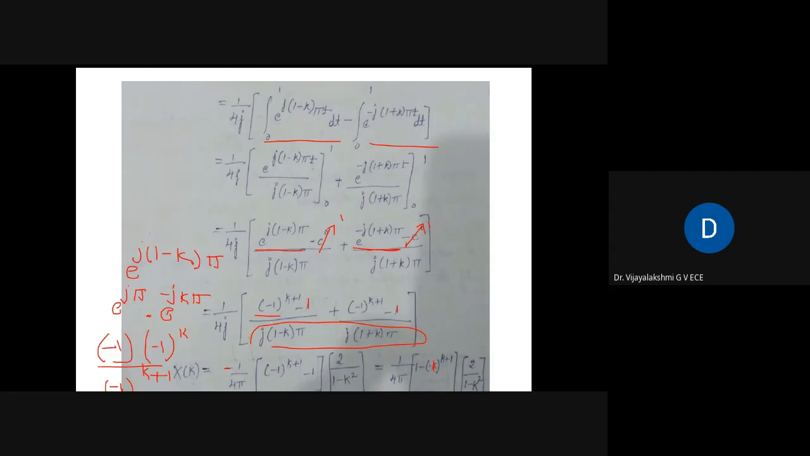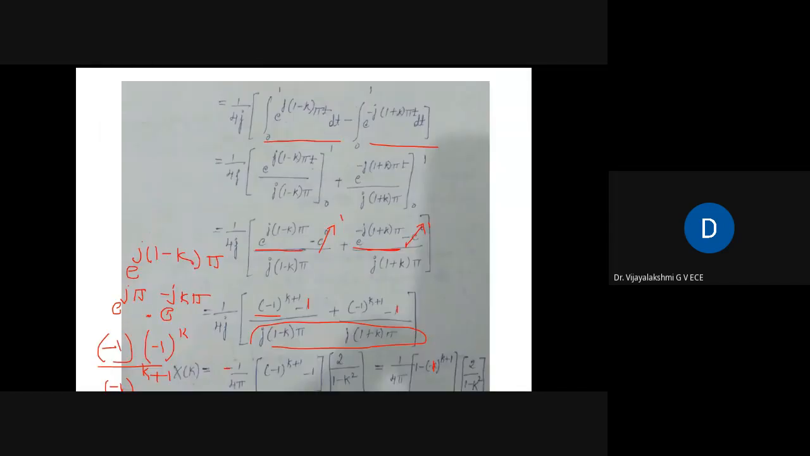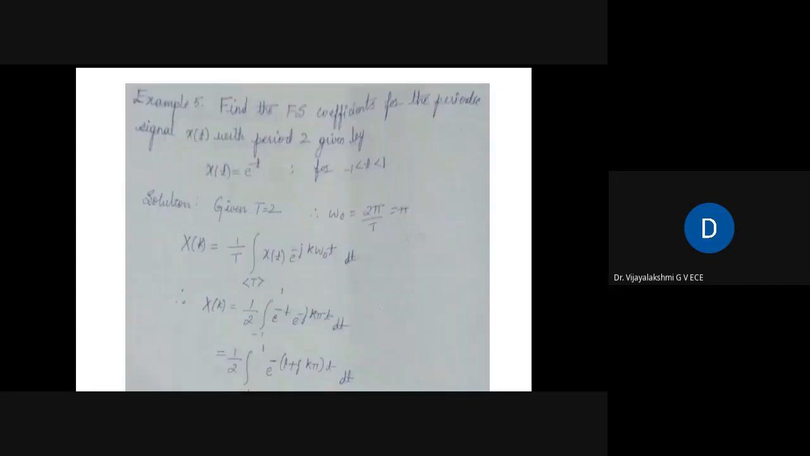As the question was to find the Fourier series coefficients for the given signal, yes, we have found the Fourier series coefficient. Further, if you want, you can plot the magnitude spectrum. You can find the magnitude of x of k by varying the different values of k, and you can plot the magnitude spectrum. Also, you can plot the phase spectrum for different values of k. Before going to this, let me complete the other part, which is also the graphical representation.